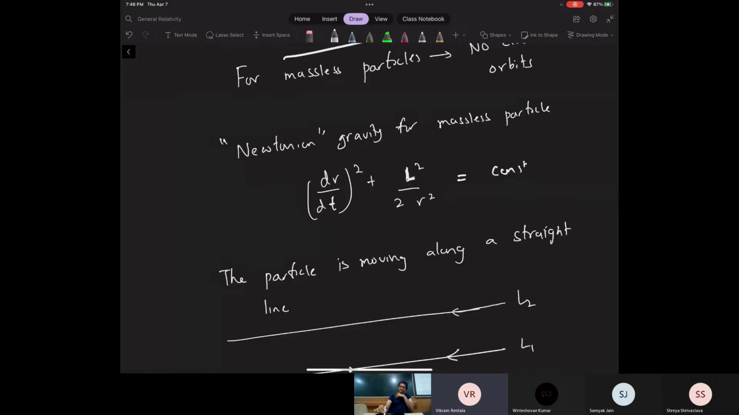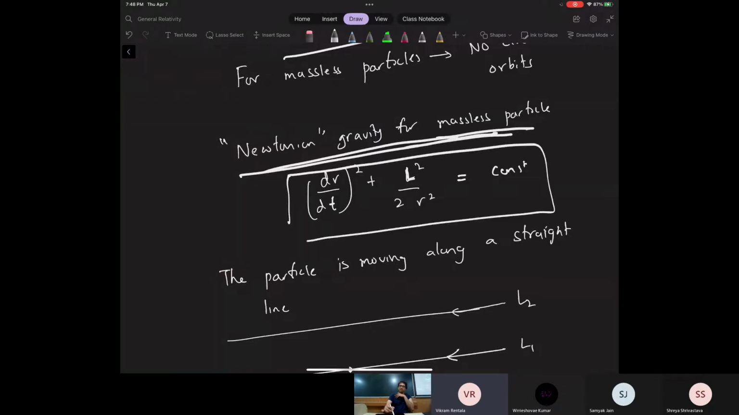For a massless particle, let's understand Newtonian gravity. What we have is essentially this equation. This is a bit strange, but basically we're in the approximation where we're writing v squared as a constant for a massless particle, and we've just written it in polar coordinates. What that really means is the particle is moving along a straight line. V is a constant, so it's just moving in one direction.